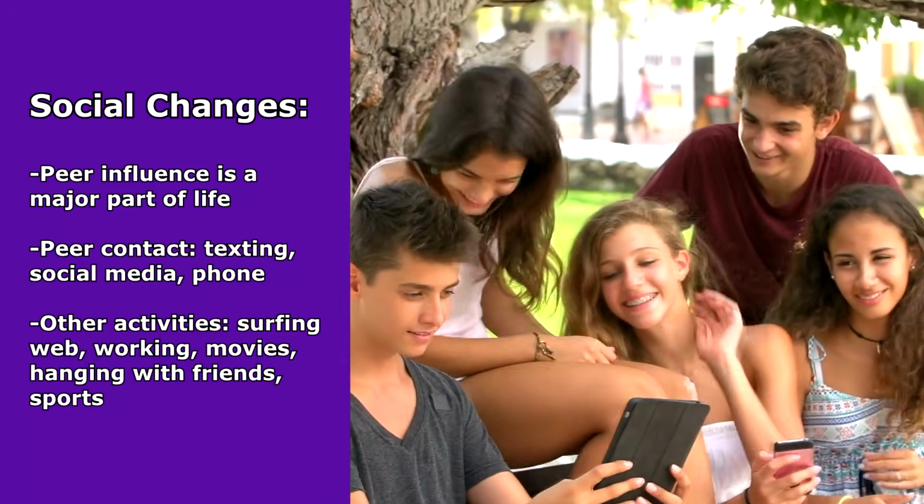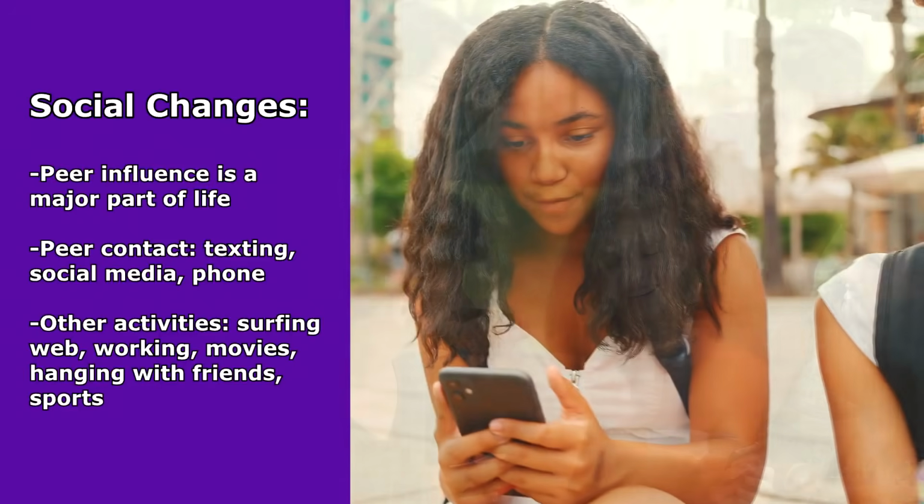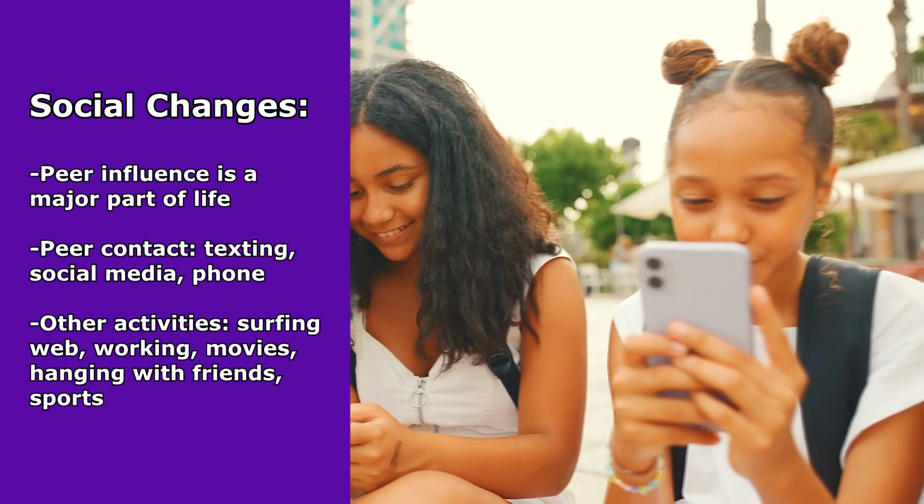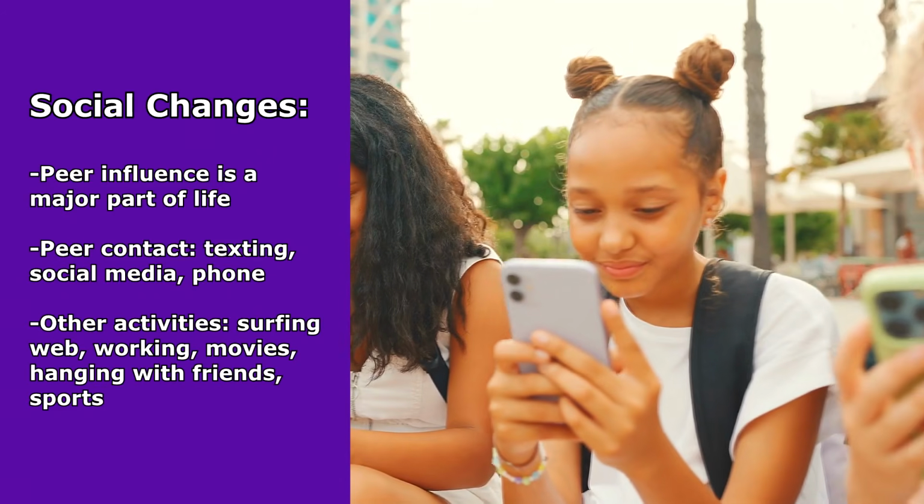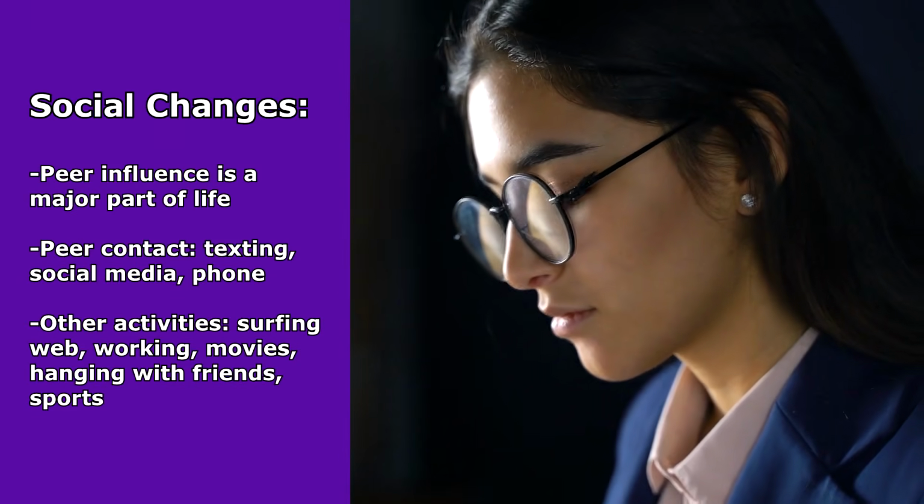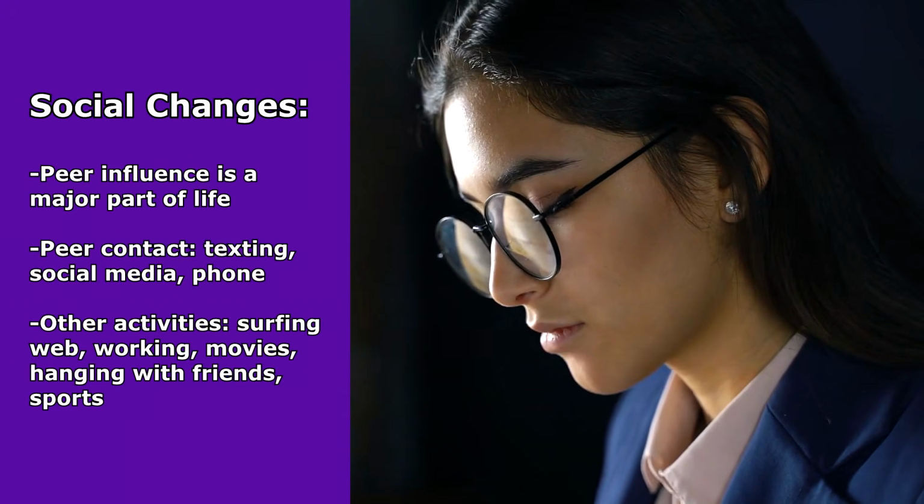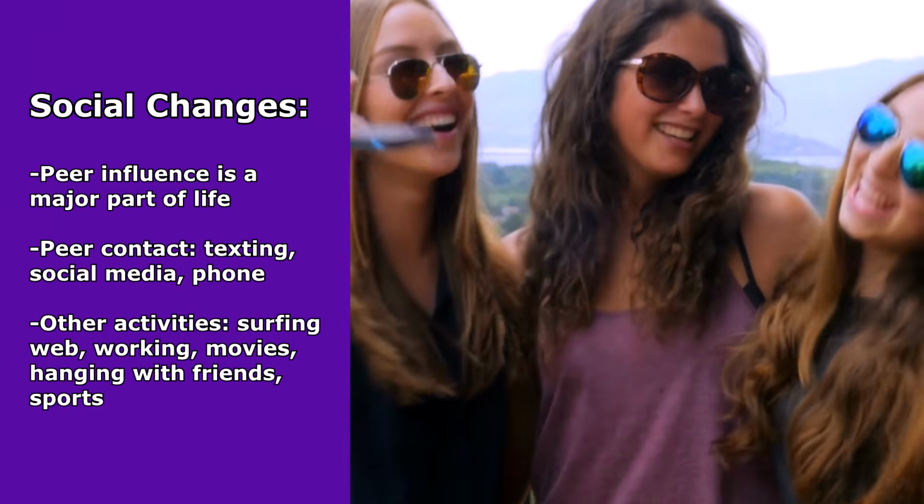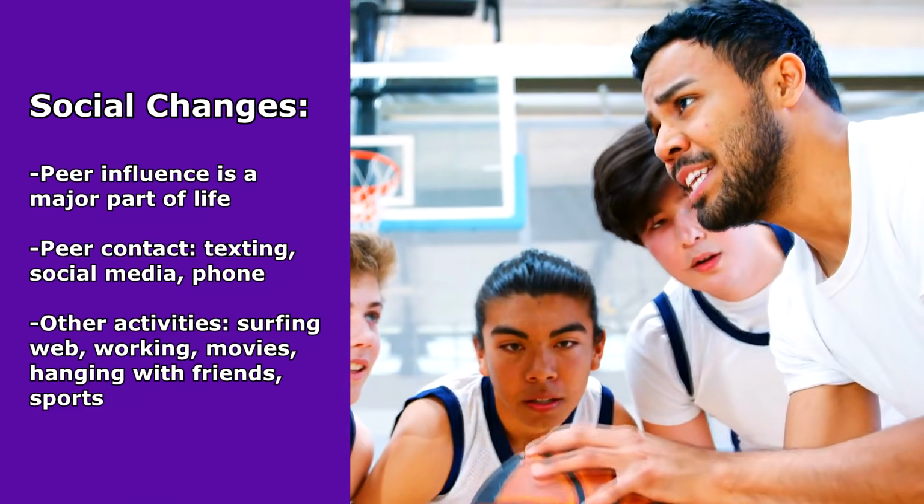So what teens like to do for fun is that they like to keep in contact with their friends. So this will include text messaging, using social apps, talking on the phone, surfing the internet. They may also be working at jobs. They like to go to the movies, and they just like to hang out with their best friend groups and have a close relationship with them. And then they may even play competitive sports.